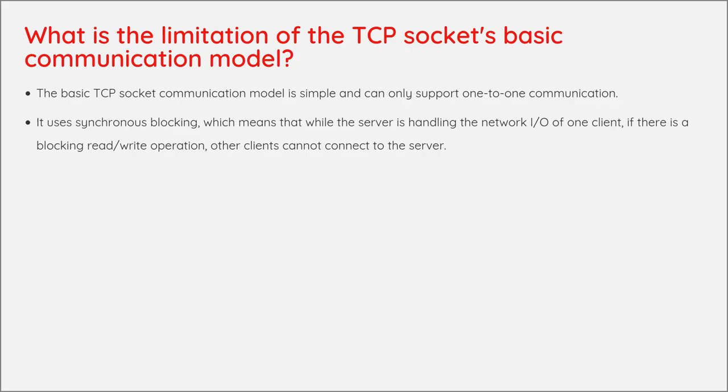What is the limitation of the TCP socket's basic communication model? The basic TCP socket communication model is simple and can only support one-on-one communication. It uses synchronous blocking, which means that while the server is handling the network I/O of one client, if there is a blocking read/write operation, other clients cannot connect to the server.